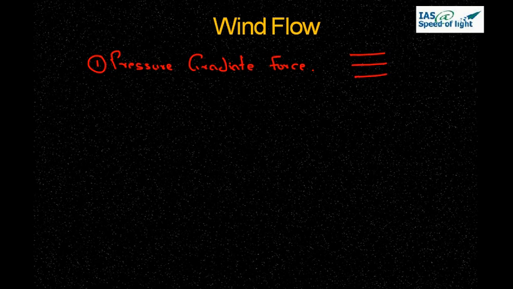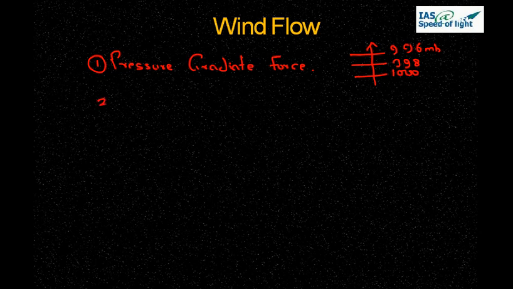The first is the pressure gradient force. So this is nothing but the difference in pressure. So suppose this is 1000, this is 998, and this is 996 MB. So wind is going to move from the high pressure to the low pressure. So this is the pressure gradient force.